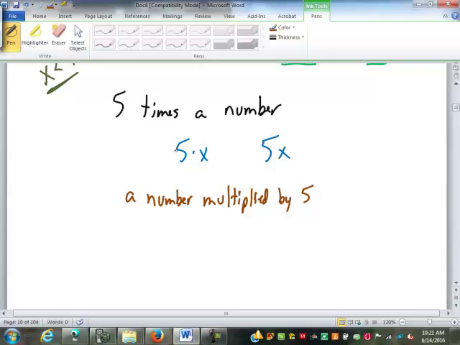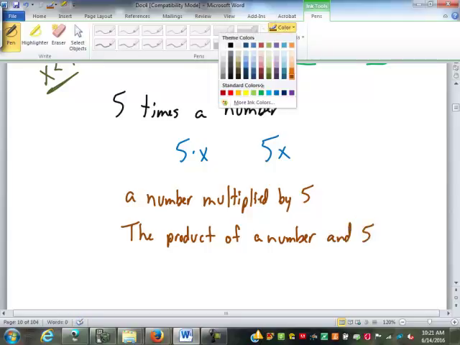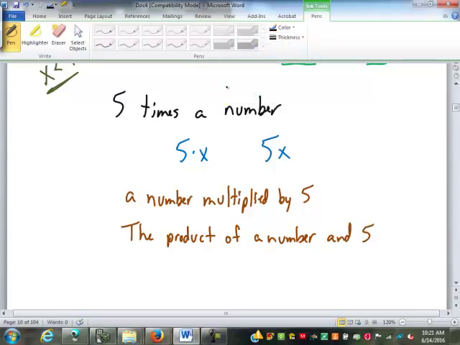When we're multiplying, we almost always put the number before the variable. It's 5 times x instead of x times 5. It's just a convention, a habit. Any others you can think of that come out to be 5x? The product of a number and 5. Again, the product is the result of a multiplication. And there are several others. There's just a couple.